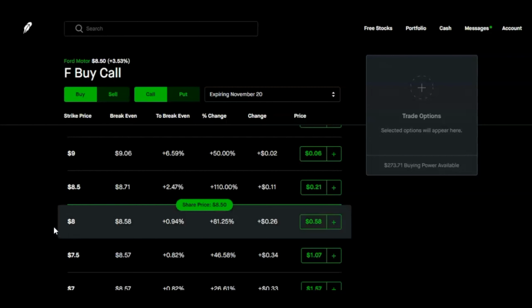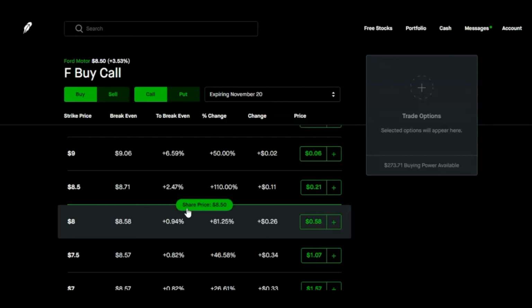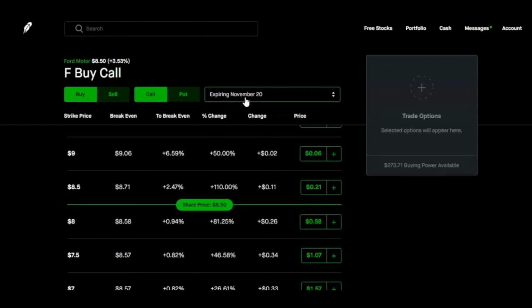And this is one of the reasons why people use call options in general, or just options period. It gives you a lot of leverage. So for example, as you can see here, Ford stock is currently at $8.50, and I'm looking at a call option expiring about a week from when I'm recording this video.